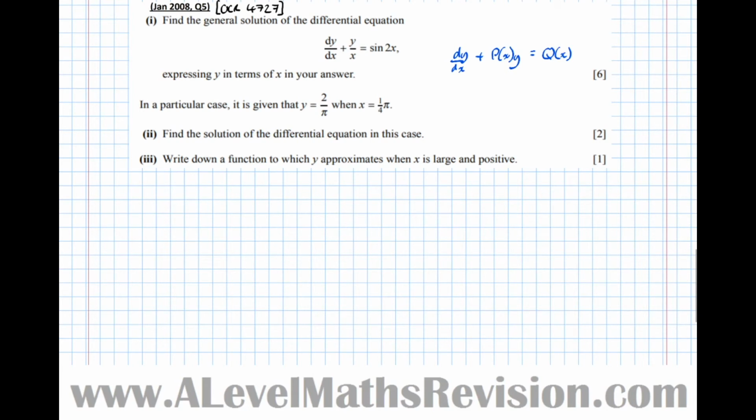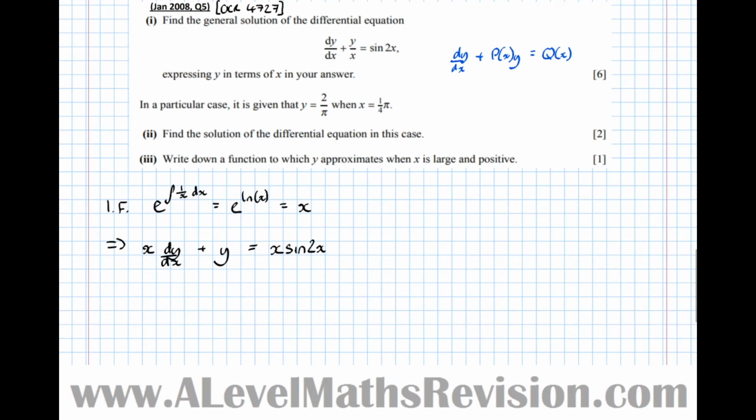Therefore, our integrating factor is going to be e to the integral of p of x, i.e. the integral of 1 over x dx equals e to the natural log of x equals just x. So our integrating factor is x. If we times everything by x, then it should give us a product rule on the left hand side. So let's do that. Let's times everything by x, which means that x dy by dx plus y equals x sine of 2x.